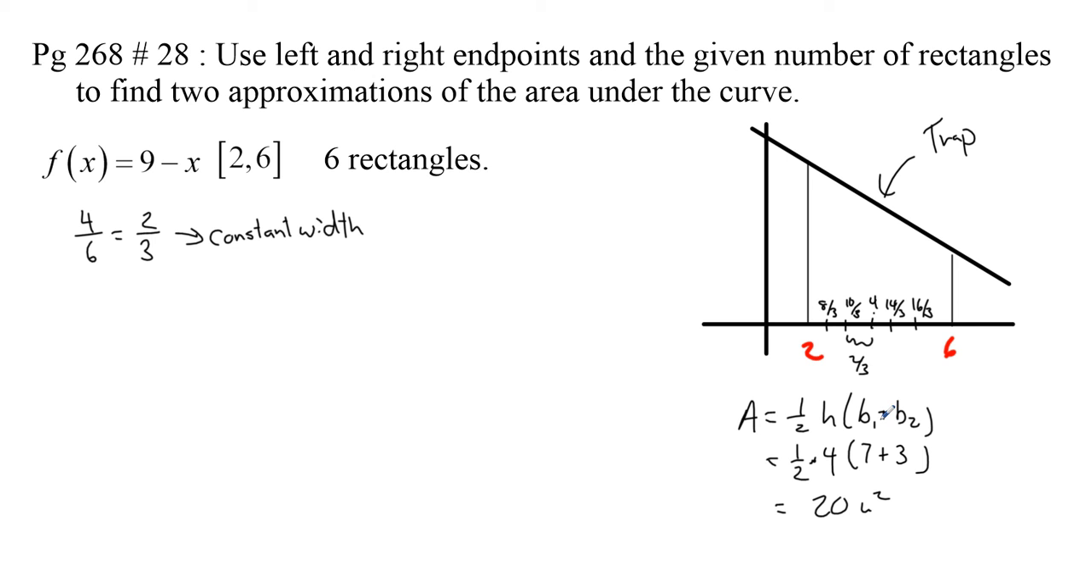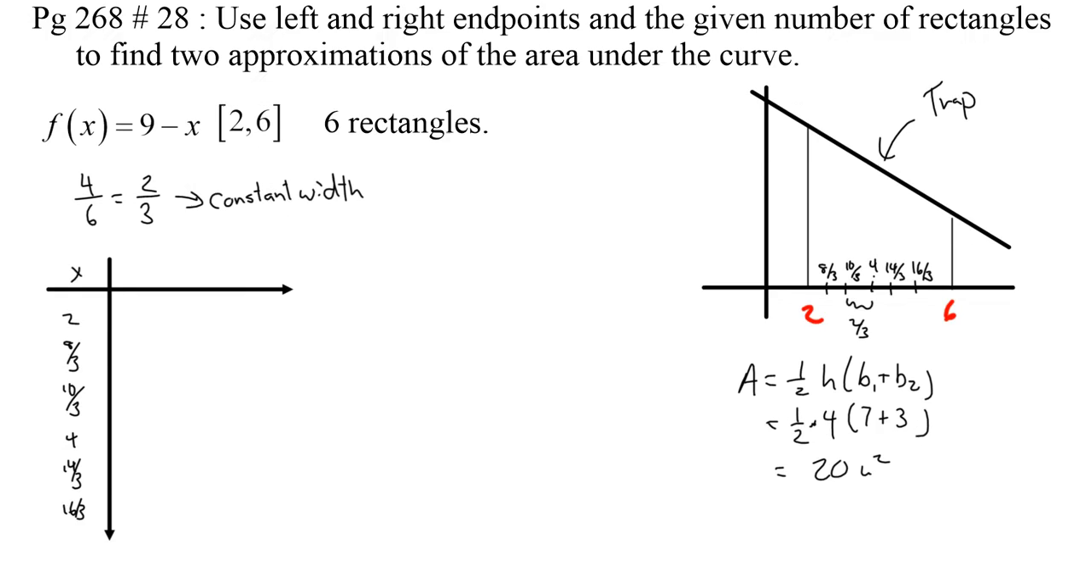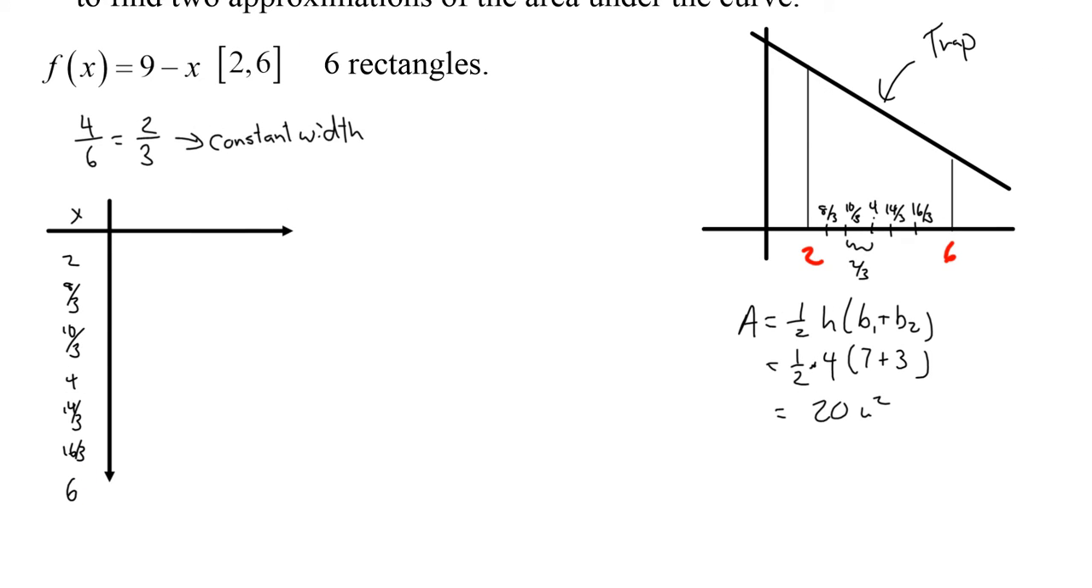All right. So what I did is I used my calculator and I made a table. And so when I made that table, I picked my values of x. I put my values of x in right here. So here's my x's. They were 2, they were 8/3, they were 10/3, they were 4, then 14/3, then 16/3, and then it was 6 there at the bottom. And so those were my x values.